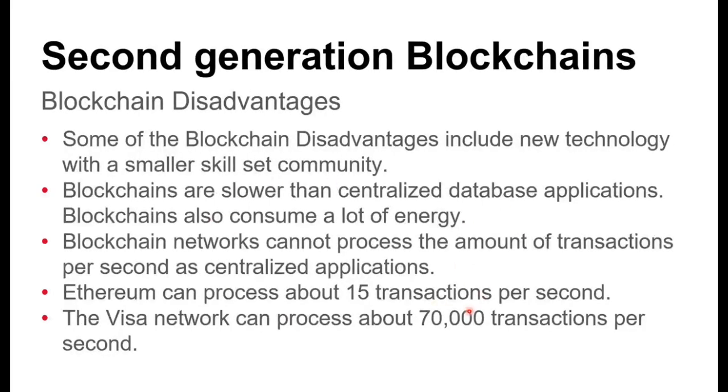Some of the disadvantages to a blockchain are: there is a new skill set that the community has to learn. Blockchains are slower than centralized database applications. They consume a lot of energy. Blockchain networks cannot process the amount of transactions per second as centralized applications. So for instance, Ethereum can do anywhere from 15 to maybe 25 transactions per second. If you compare that to the Visa network, which does about 70,000 transactions per second, there's quite a difference there.